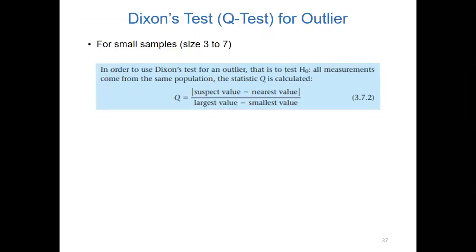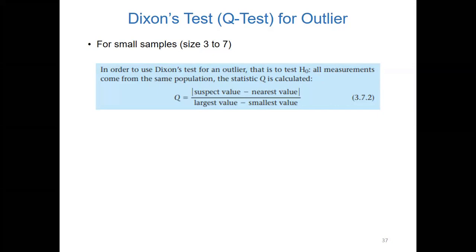And there's another test called the Q test or Dixon's test. This one we apply for small samples. The G test we can apply for larger samples. When there are a large number of samples, we can do the G test. But if there are a small number of samples, we can do the Q test or Dixon's test. Normally, Dixon's test can be performed when the sample size is between 3 and 7.